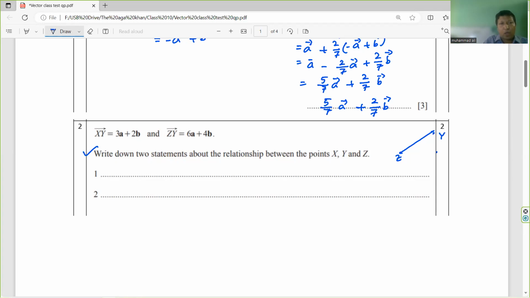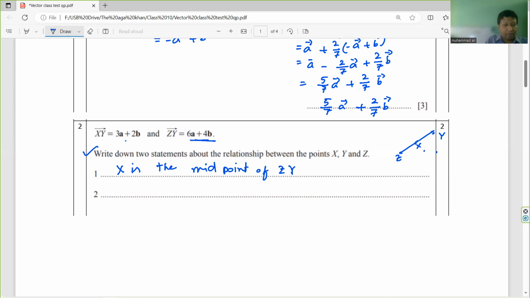So XY equals 3a plus 2b. If you observe that ZY is double XY, so X is the midpoint of ZY. So we have to write X is the midpoint of ZY, because if we multiply XY by 2, we get ZY, 6a plus 4b. So X is the midpoint of ZY.